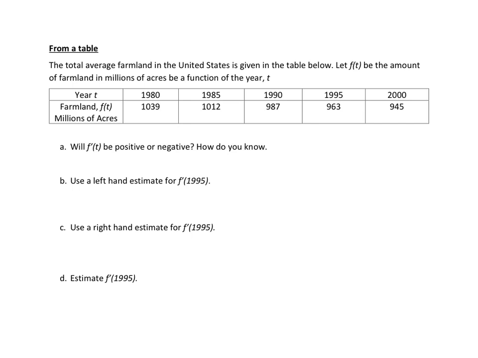So in this example, it says the total average farmland in the United States is given by the table below. Let f of t be the amount of farmland in millions of acres, and this is going to be a function of the year t.